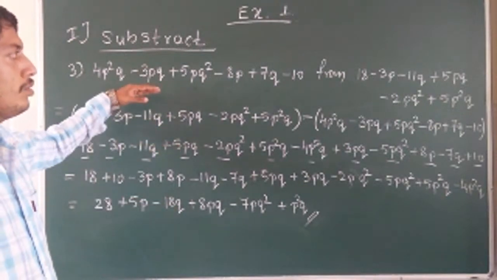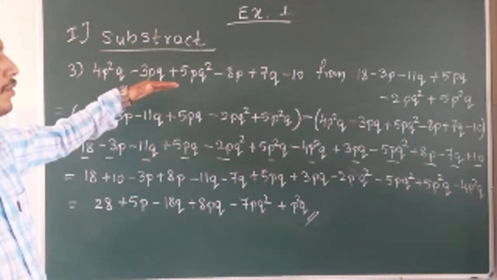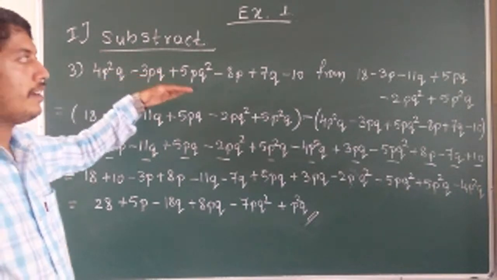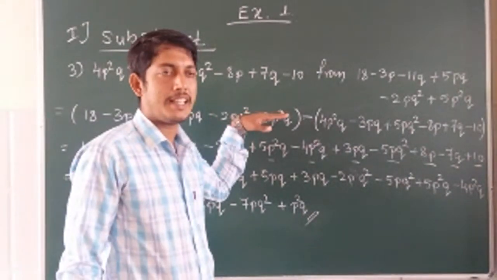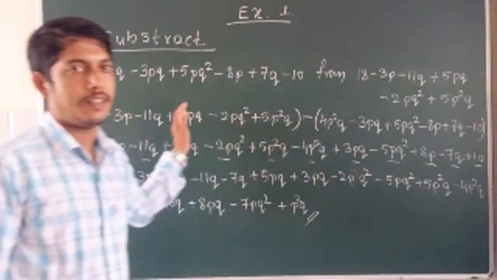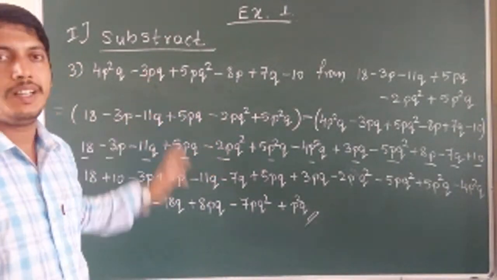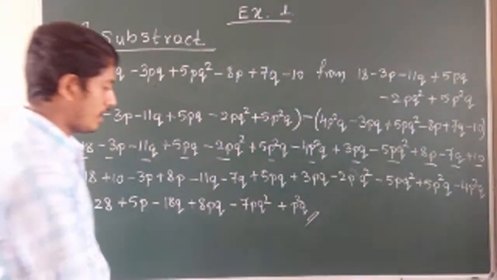Okay, first we have to understand the problem correctly. What is given here? We have the first expression given and we have to subtract the first expression from the second. That's why we have to write the second expression at the beginning. With the negative sign in the second bracket, we have to put the first expression.